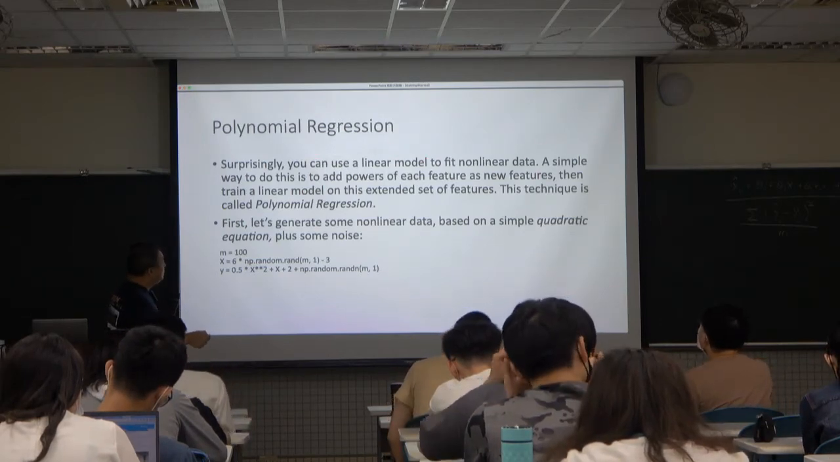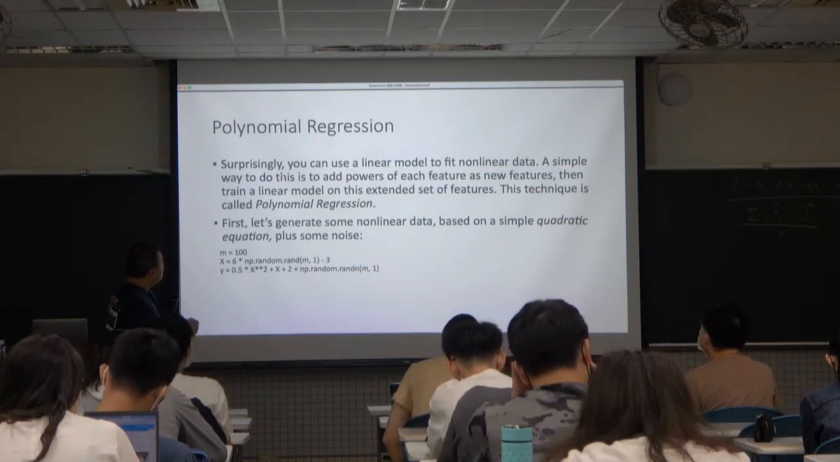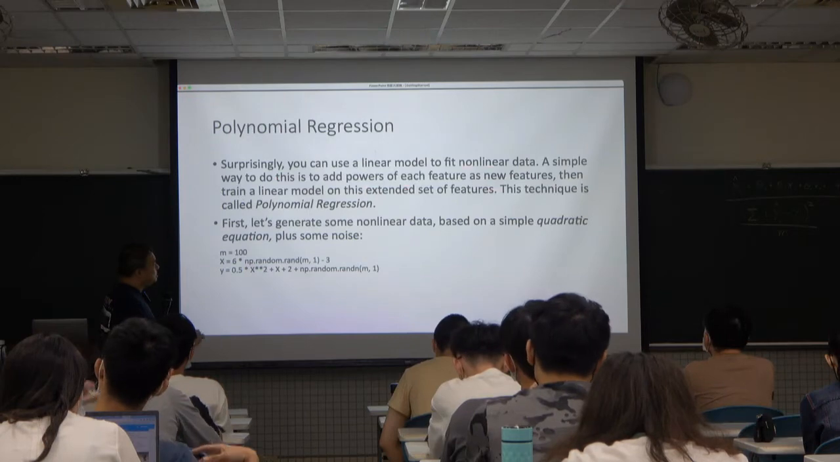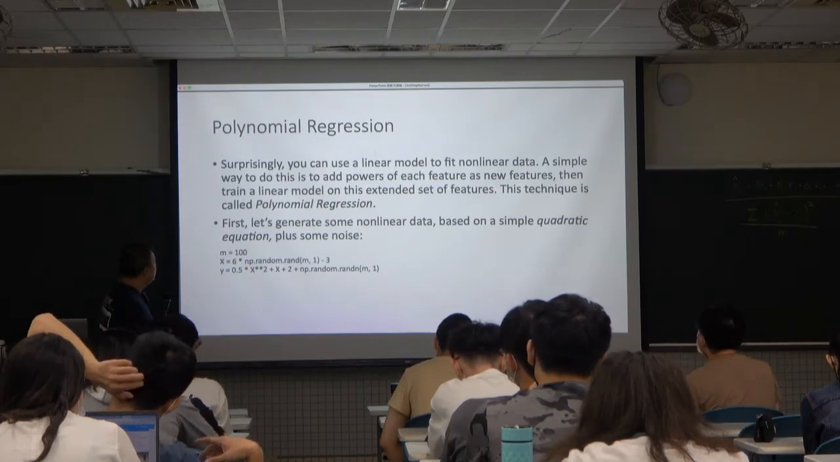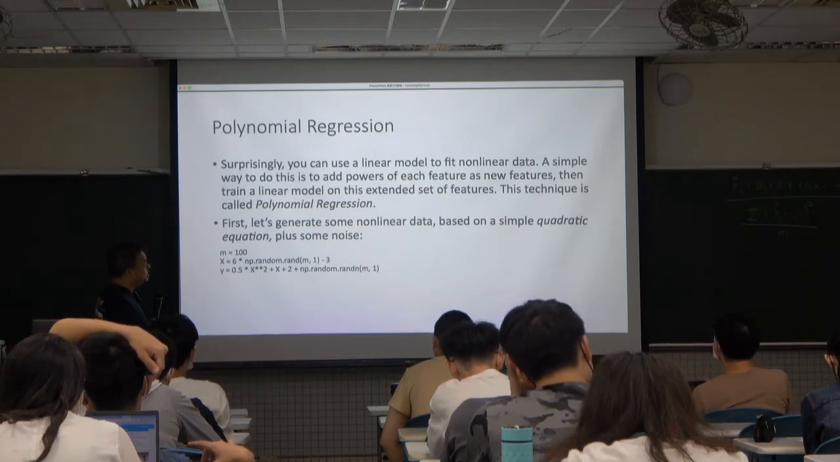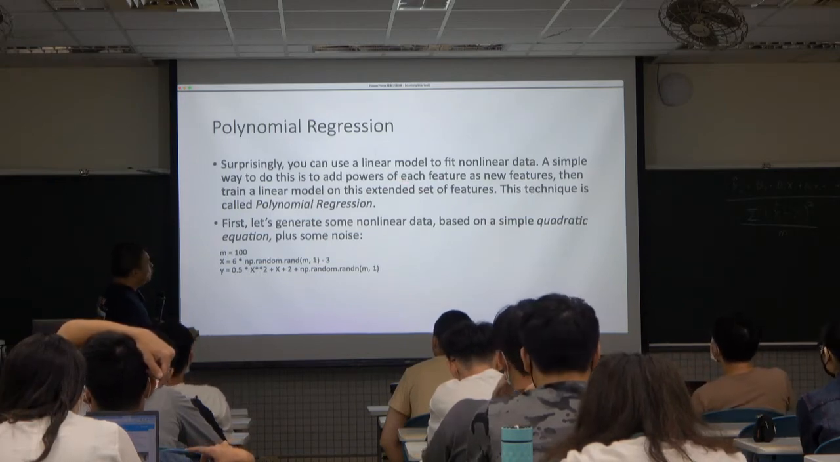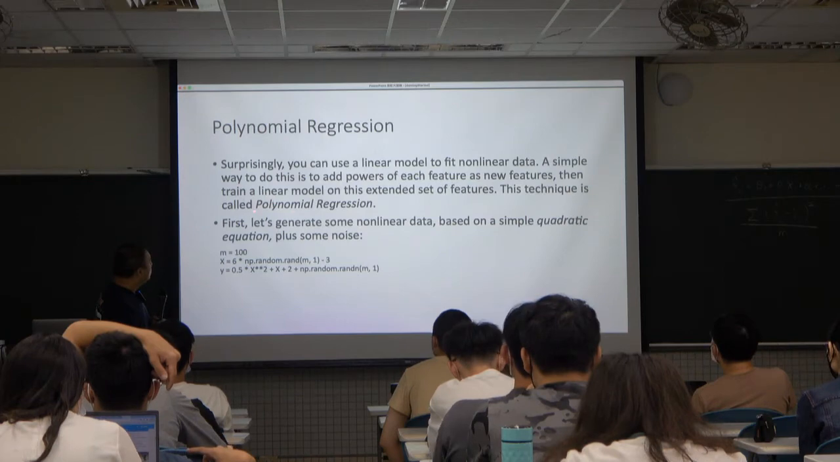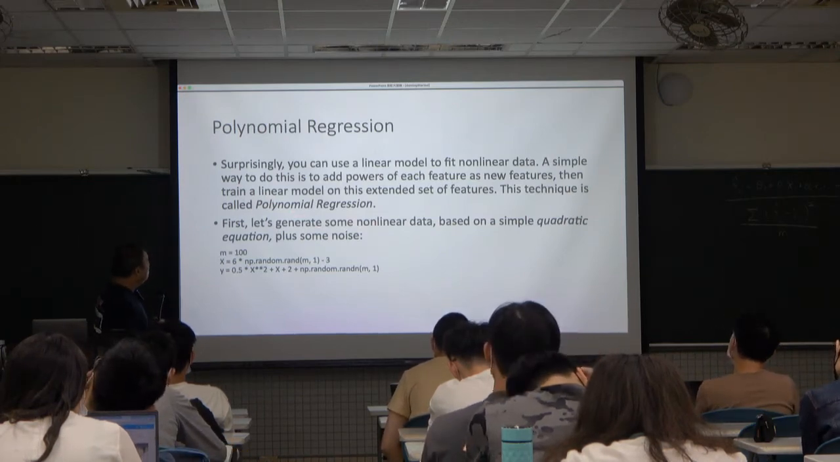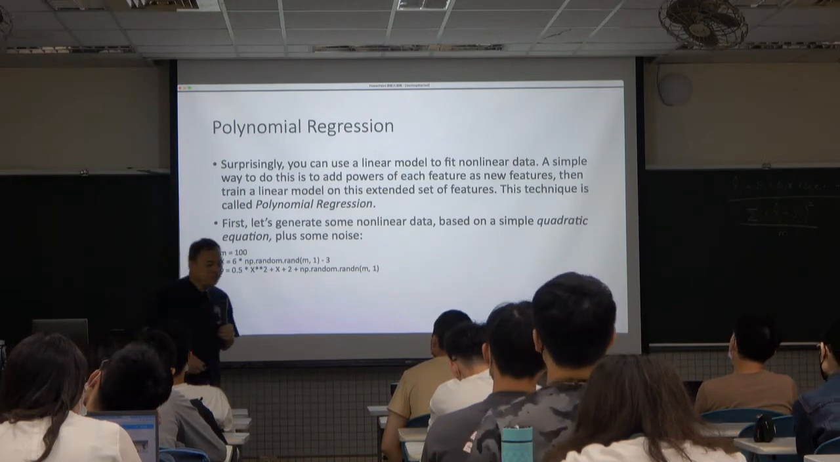So we can extend the linear regression to add the powers of each feature as new features, and then train a linear model on this extended set of features. This technique, we call it polynomial regression.